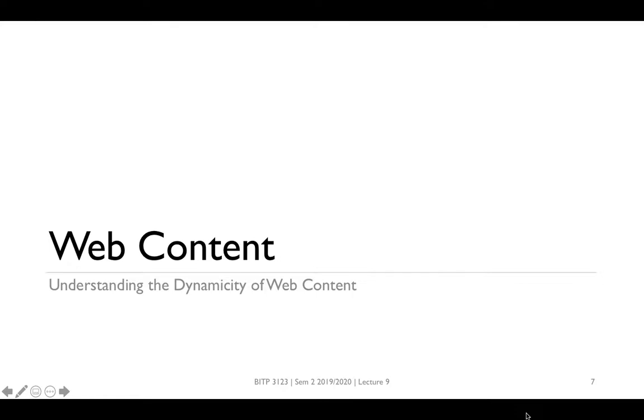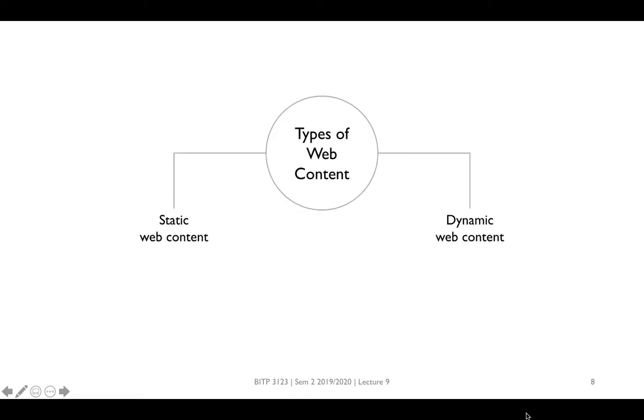In dealing with web application, we need to understand the dynamicity of a web content. This topic is dealing with that. There are two types of web content, which are static and dynamic. Static web content displays the same content each time a request is made to the same page, whereas dynamic is the opposite of static.